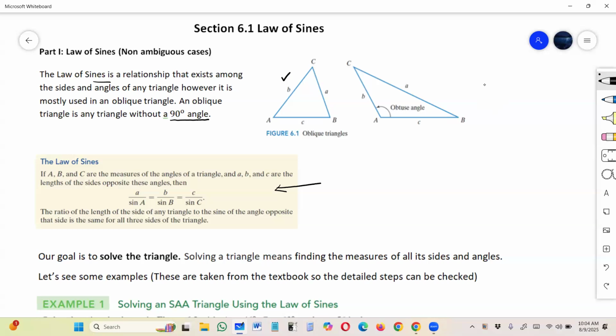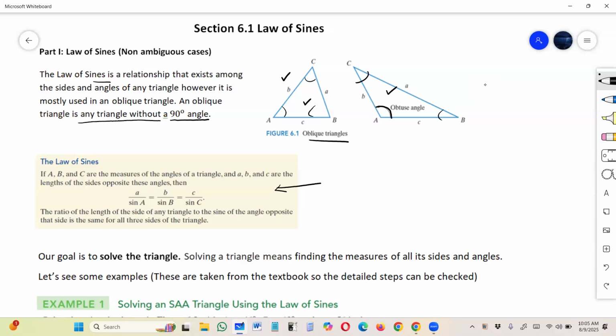So normally we apply the law of sines on what we call oblique triangles. An oblique triangle is any triangle that does not have a 90-degree angle. So I can have a triangle that looks like this, where all of the angles are less than 90 degrees, or a triangle that has one angle bigger than 90 degrees, and then the other two angles are small.